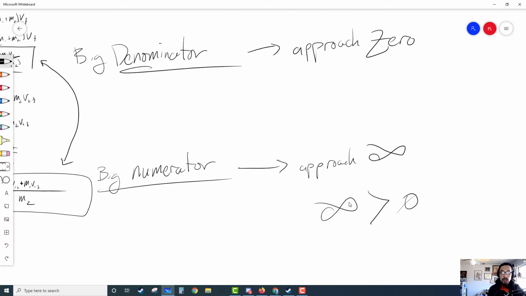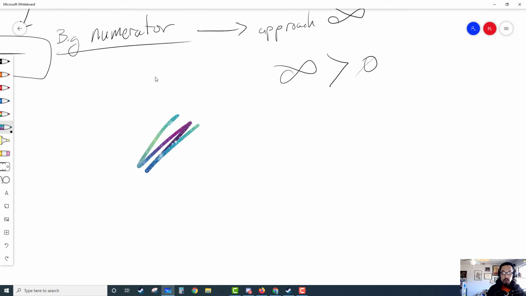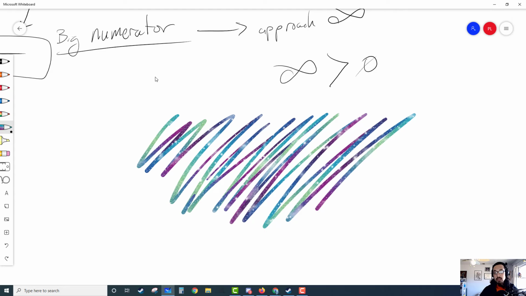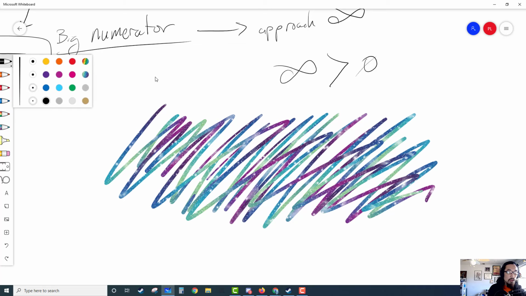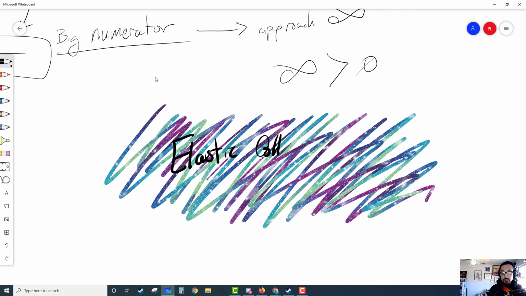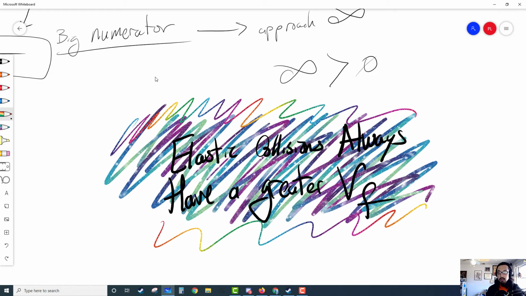And therefore the elastic collision, I'm going to make this big. I'm going to make this pretty for all of us, using my Galaxy pen because this is very important. Please, my wonderful students, know this. Elastic collisions always have a greater VF. Always, always. Elastic collisions always have a greater final velocity.